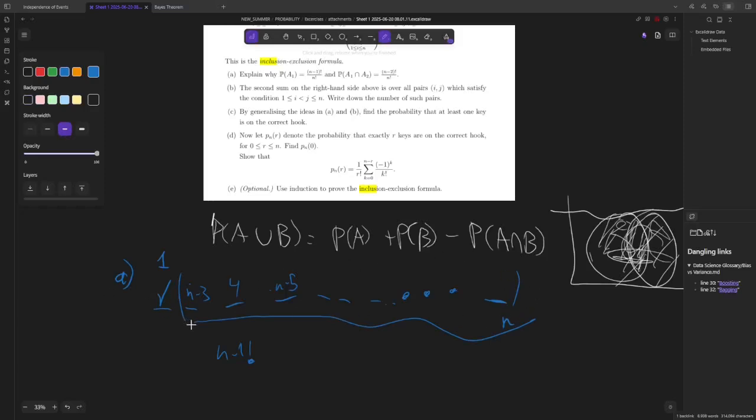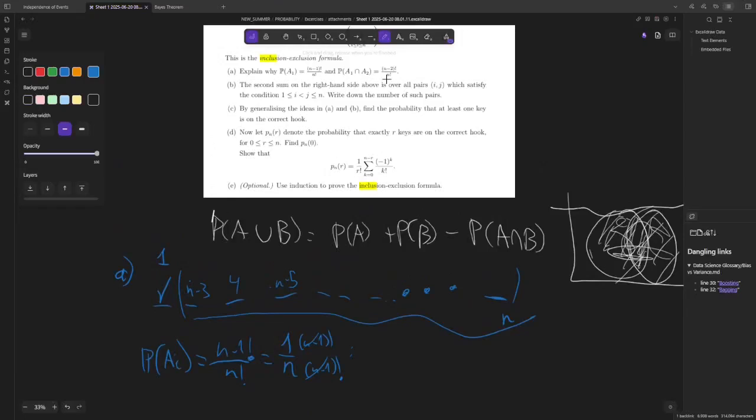So these are the ways to arrange the n keys on the n hooks such that the first one is correct. The others could also be correct, but as long as the first one is correct, there are n minus 1 factorial ways. And how many ways are there to arrange the n keys? There are n factorial. Therefore, the probability of one single key is n minus 1 factorial over n factorial, which is 1 over n.